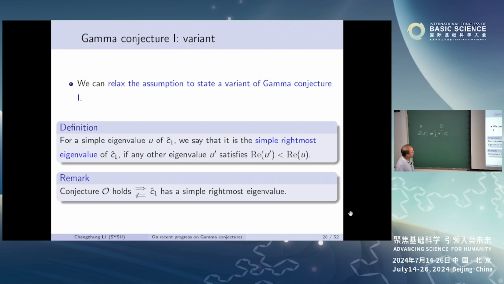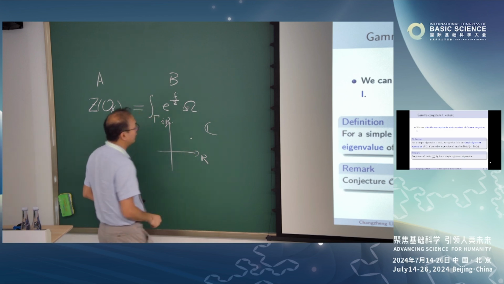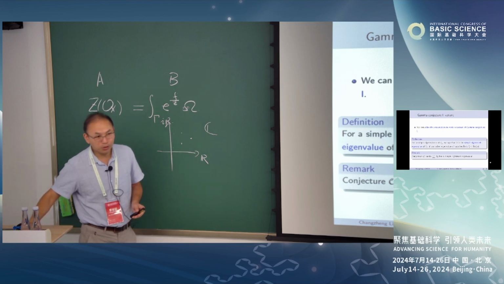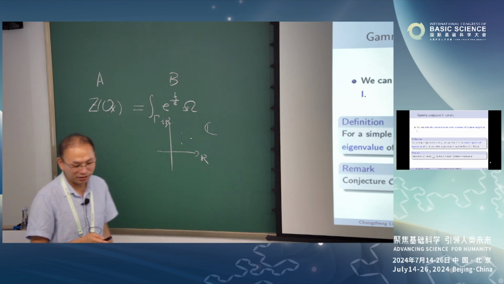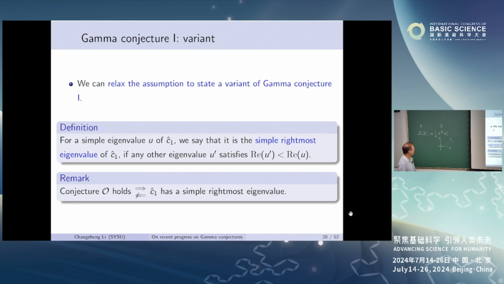So we can relate the assumption to state a variant of gamma conjecture 1. The original assumption is that we assume the Fano manifold satisfies conjecture O. That means the spectral radius should be a simple eigenvalue. But now we do not need this. We just say that it has a simple rightmost eigenvalue. The eigenvalue is a complex number, so this is C, this is the real axis. If it has the complex points here, and the other point is here, the one whose real part is the maximum is a simple eigenvalue. So simple rightmost in this sense. If conjecture O holds, then of course it has a simple rightmost eigenvalue, because the spectral radius is the absolute value, right? But the converse is not true.